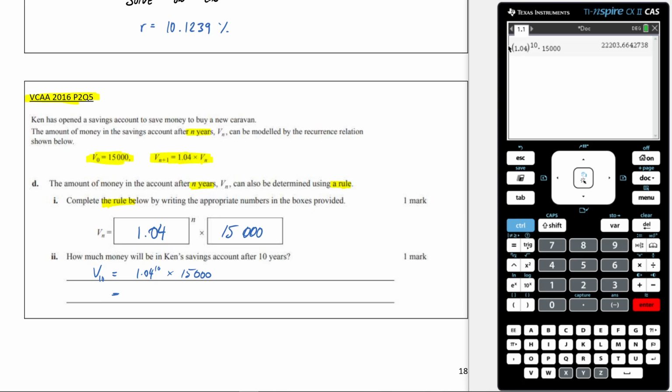Now I'm going to make sure I round it to 2 decimal places, because that's what money always has to be given as. There's 3 2s, 03.66. That is going to be my answer.